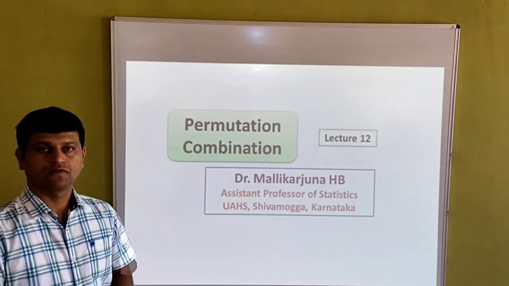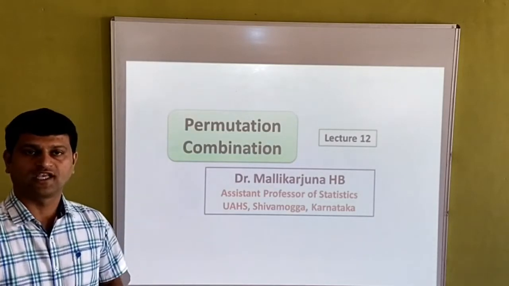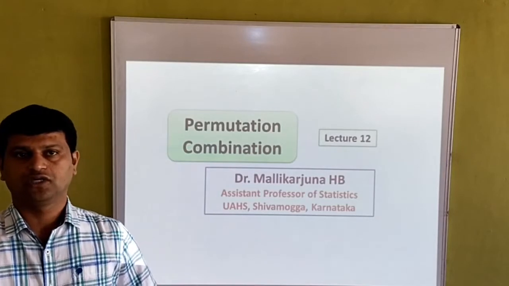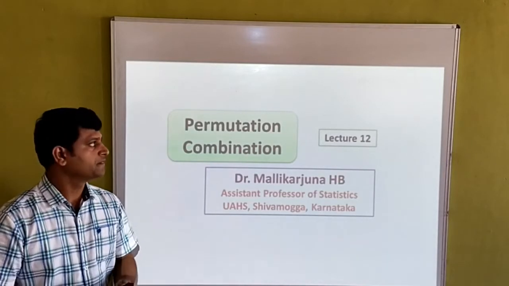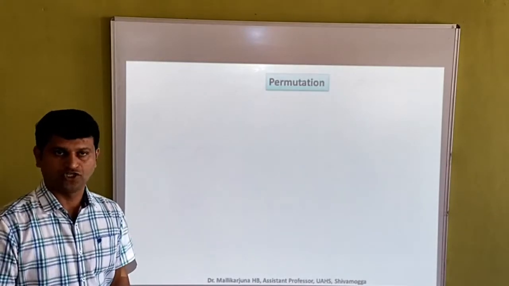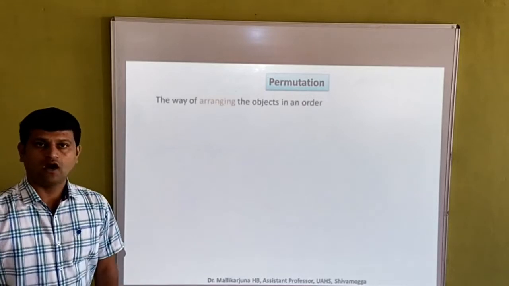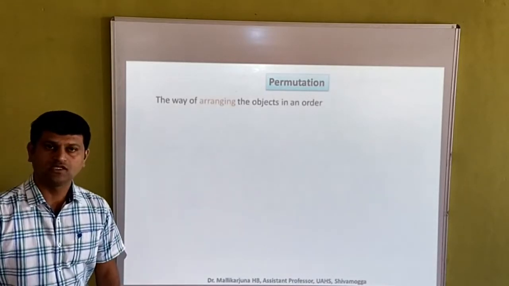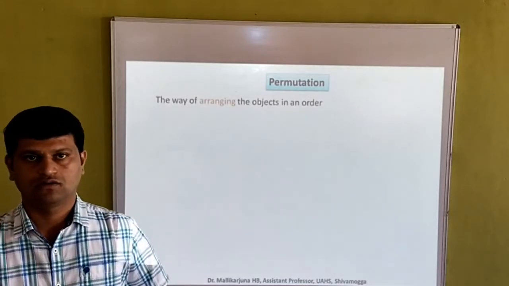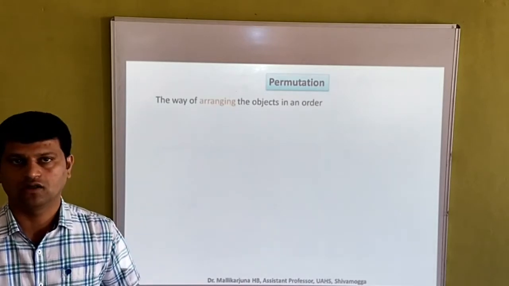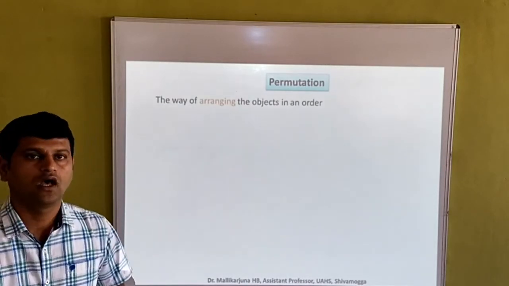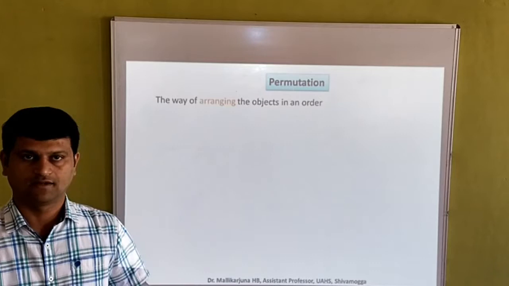Welcome back. In this video, I am going to explain permutation and combination. For permutation, it is the way of arranging things in an order. Arrangements in an order. Arrangement of things means observations or items.